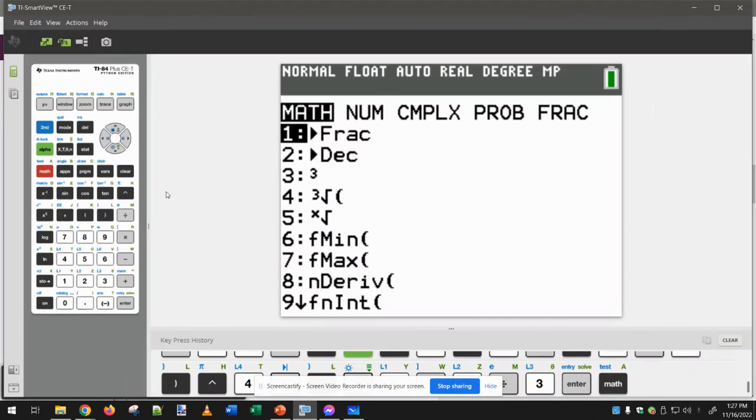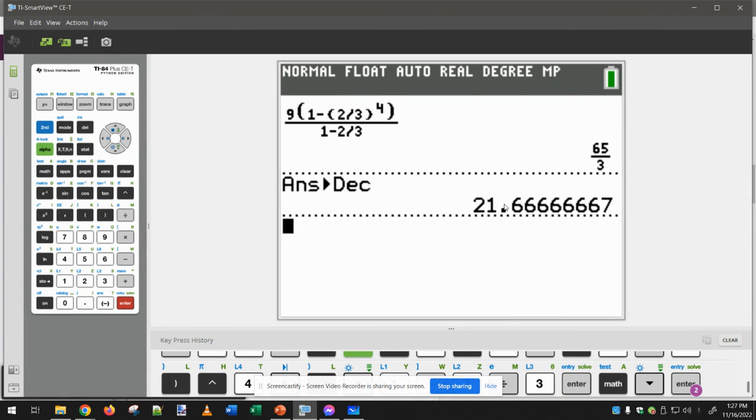And I said round to one decimal place. So I need to tell this to make it into a decimal. So the 6 is going to round up to a 7.